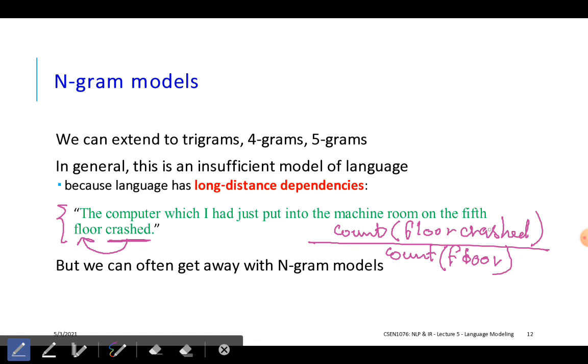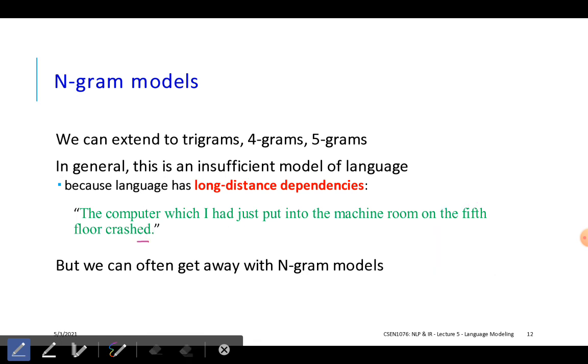Why is that? Because crashed does not usually follow the word floor. And even if you try to extend to trigrams, 4-grams, 5-grams, or whatever, you will still end up with a very low probability of these counts, because crashed is a word that does not usually get associated with all of these words.